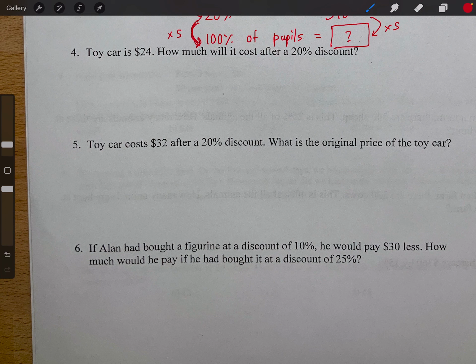Now, question 4. A toy car is $24. How much will it cost after a 20% discount? So, this is the original price, which is $24. The discount. Do we know how much discount? No, we don't. We only know in terms of dollars and in terms of percentage. This is your 100%. Originally, it's 100%. The discount is 20%.